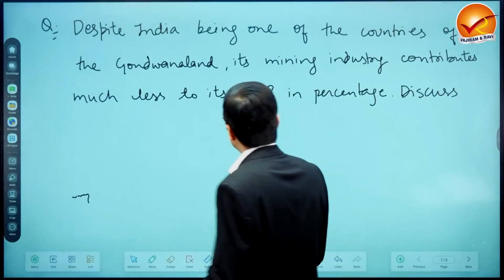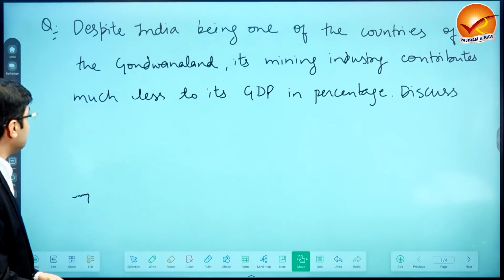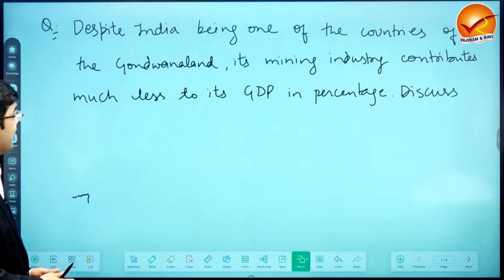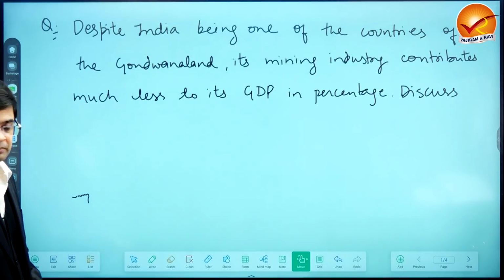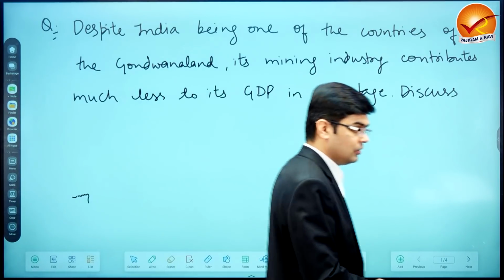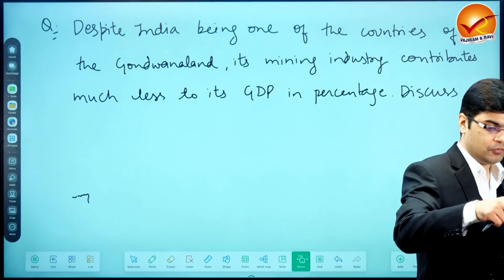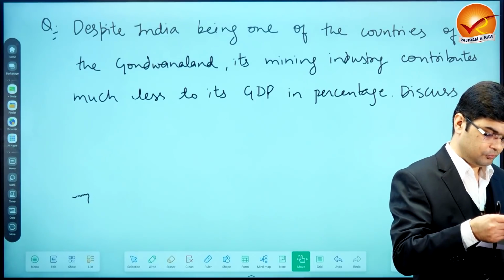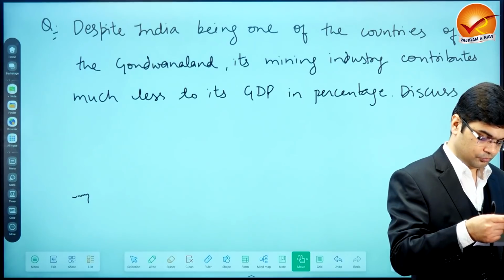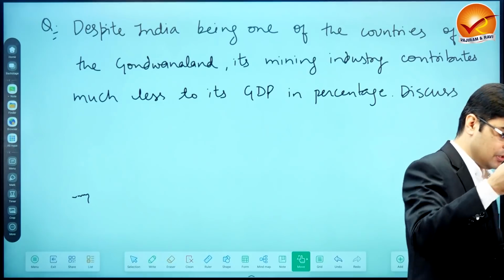The next question: despite India being one of the countries of Gondwana land, its mining industry contributes much less to its GDP in percentage. Discuss. This was, I guess, a 15-mark question. No, it was also a 10-mark question.